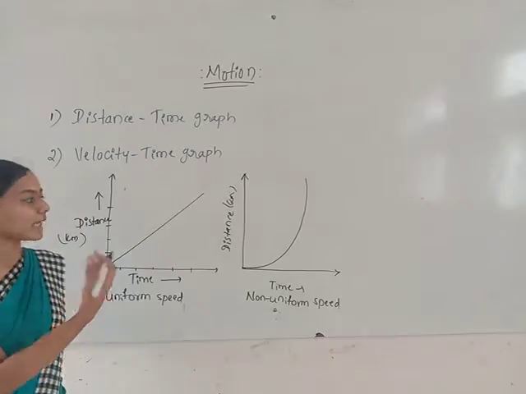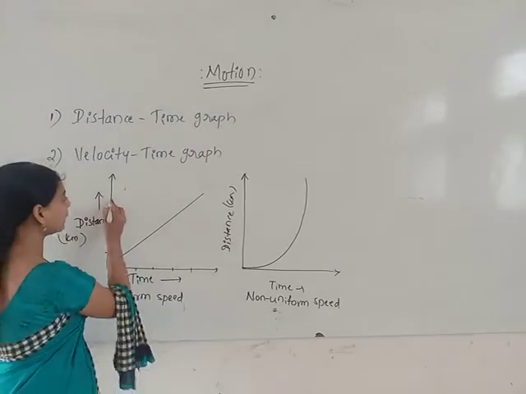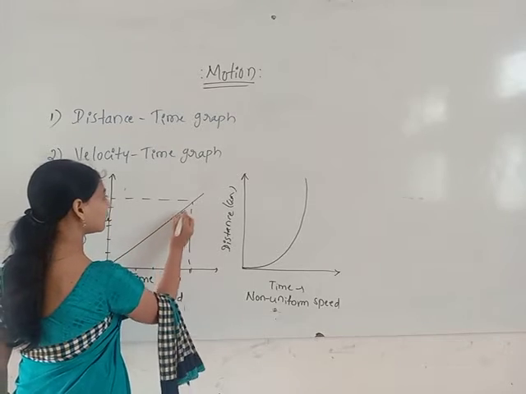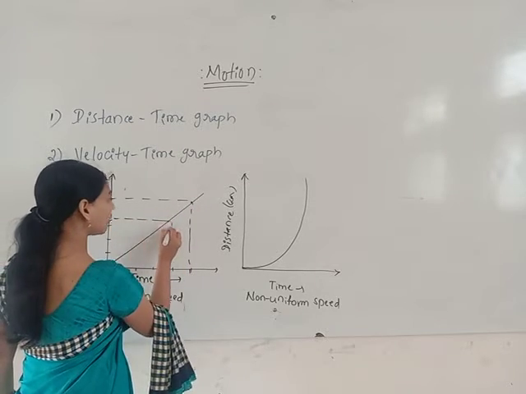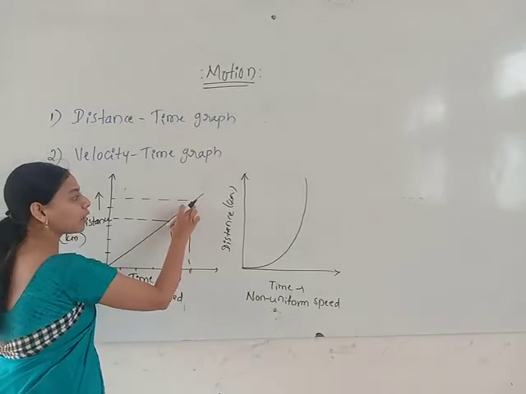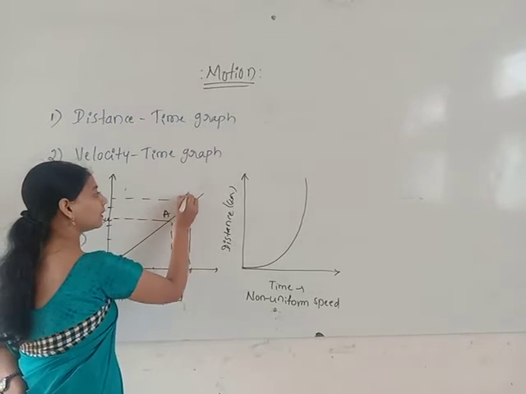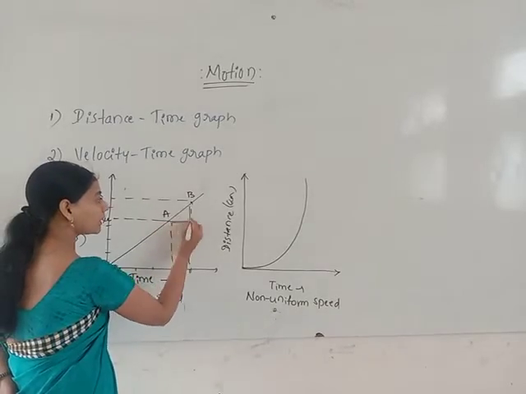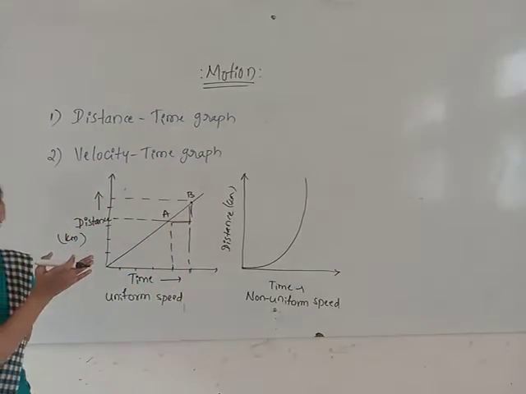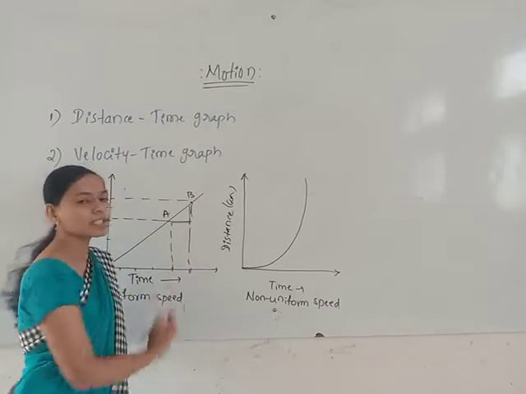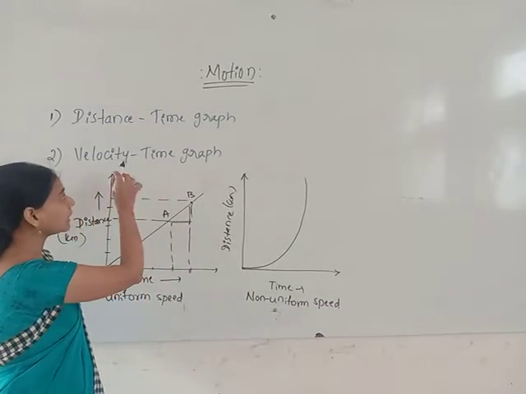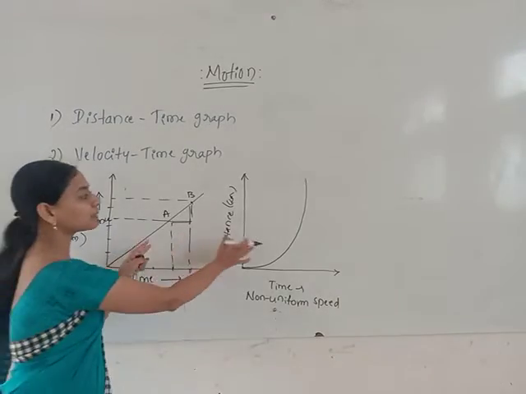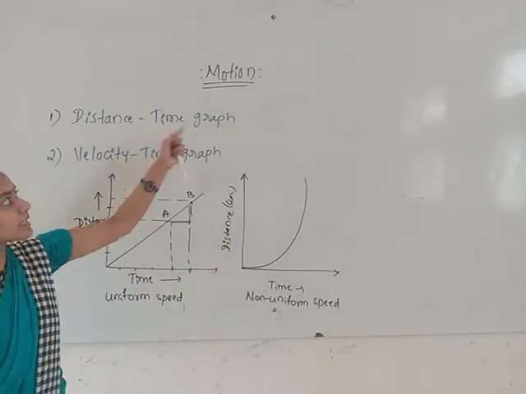In DT graphs, we can determine the speed by the slope. Here, if I take two points, A to B, we can measure the speed between these points by the slope of this graph. Whenever a straight line occurs, we can draw the slope, and by the slope we can determine the speed of the object in the DT graph. So these are the two types of graphs that come under the distance time graph.